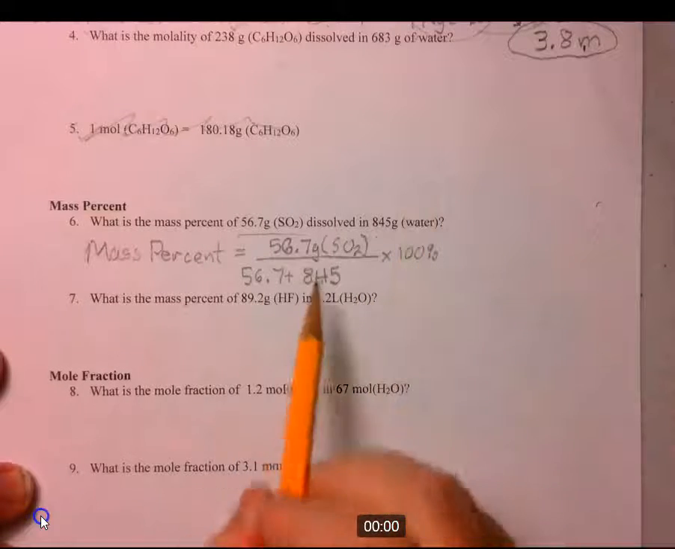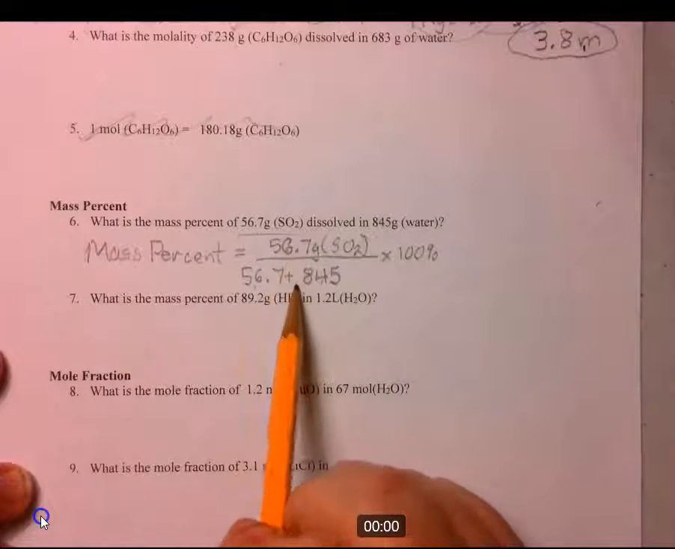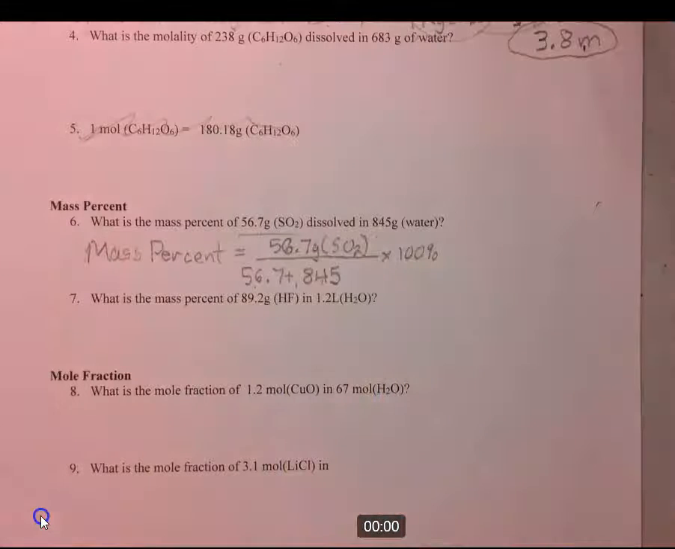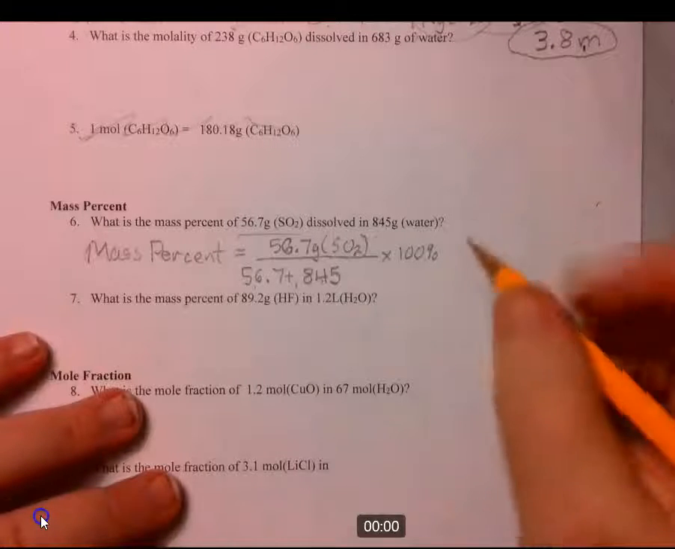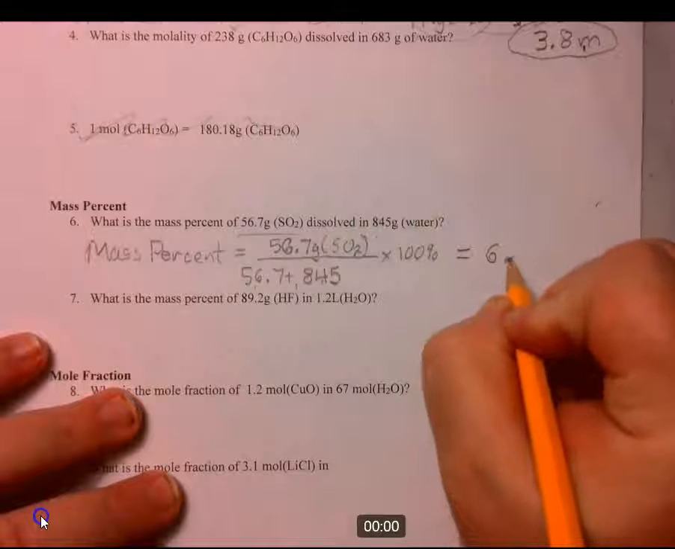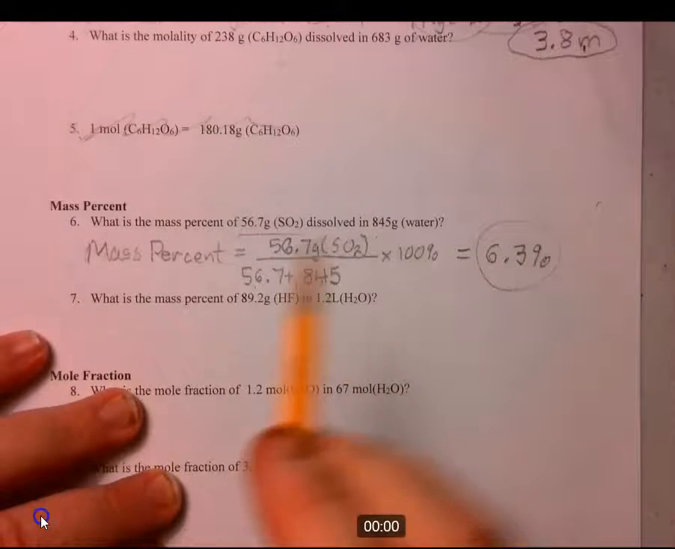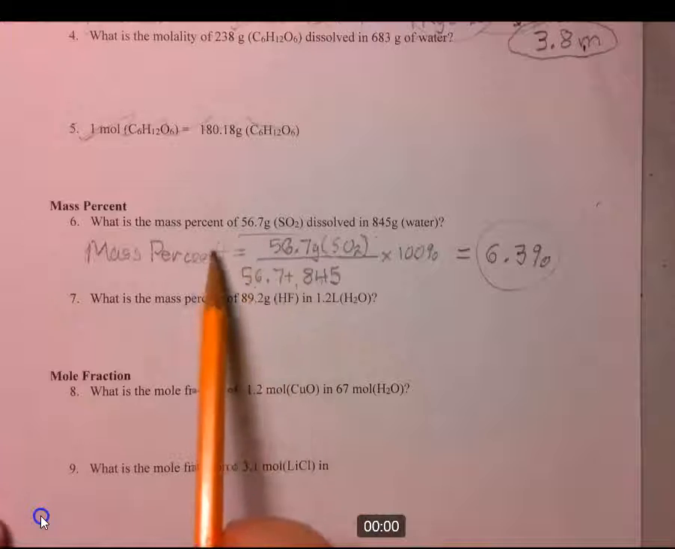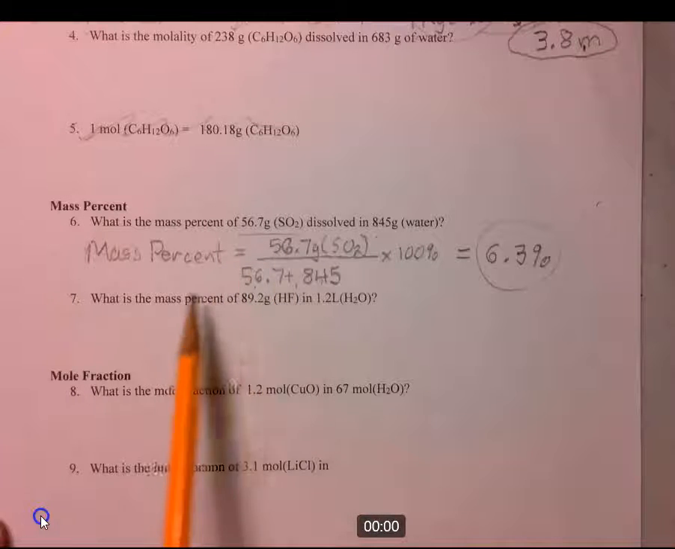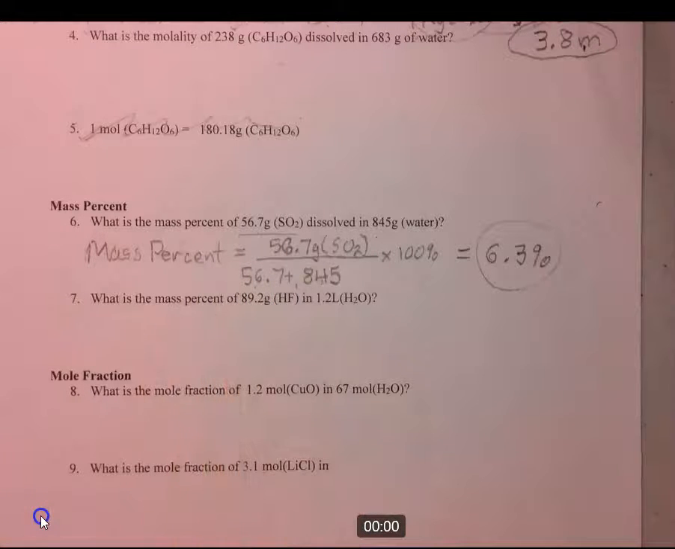So you're going to add these two, then take this, divide it by that number, multiply by 100, and then put a percent sign on the end. And that gives us 6.3%. So by mass, 6.3% is SO2.